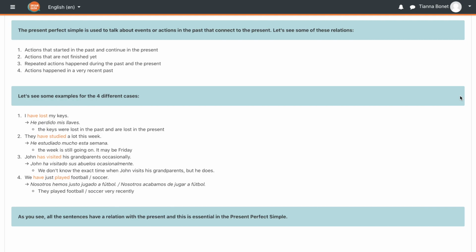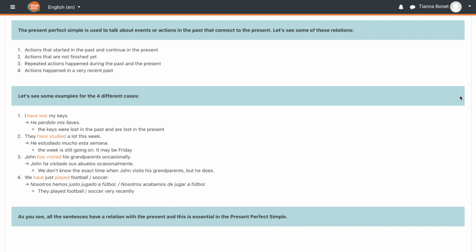Number 1, I have lost my keys. In this example, the keys were lost in the past and they're still lost in the present. Number 2, they have studied a lot this week. This week is still going on. It could be Monday, could be Friday, but the week is not over yet.